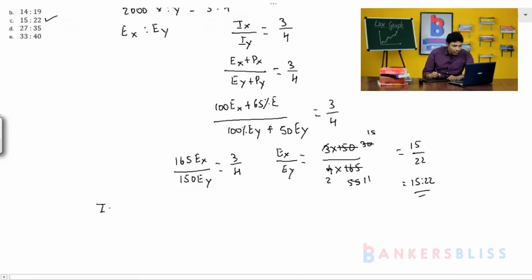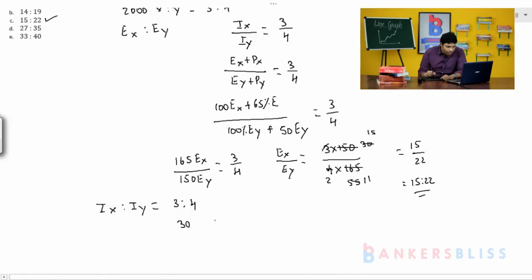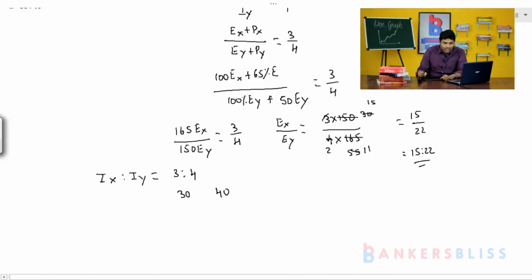15:22. Now, you have one more methodology to solve. The incomes are in the ratio: income of X is to income of Y in the ratio 3:4. So you take random incomes which are in the ratio 3:4. You may take 30, 40, or you may take 300, 400, like that you take any two incomes. So 30 and 40, I have taken two incomes. Now we have to calculate the expenditure. So what is the profit percentage of X? Profit percentage of X is 65%.